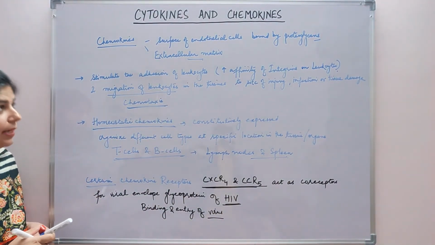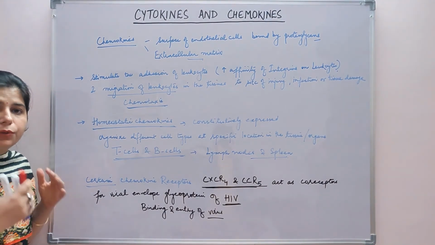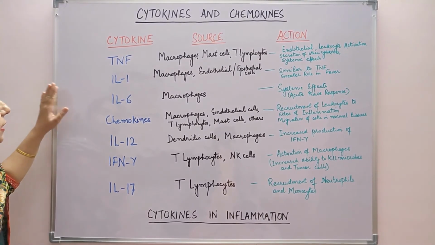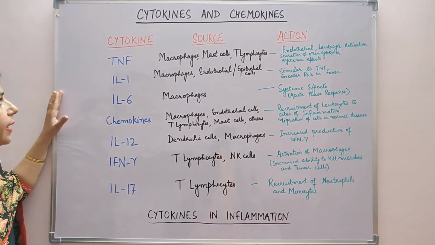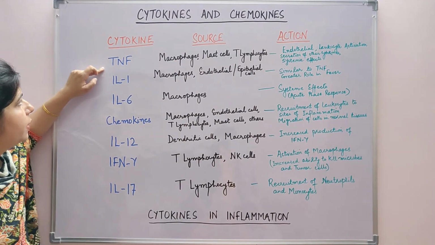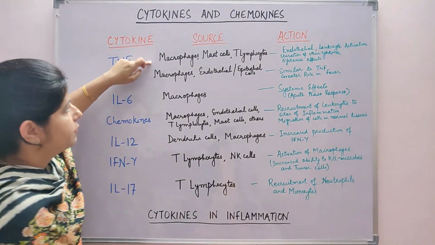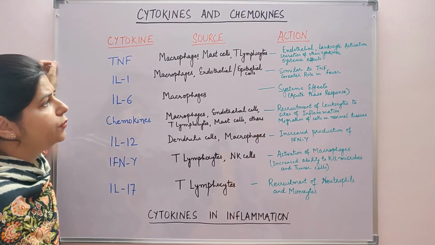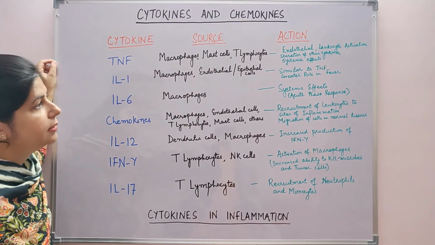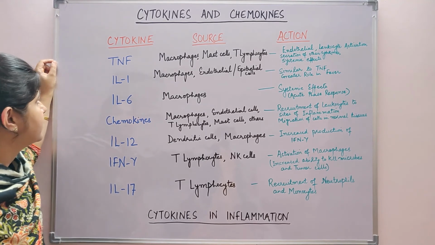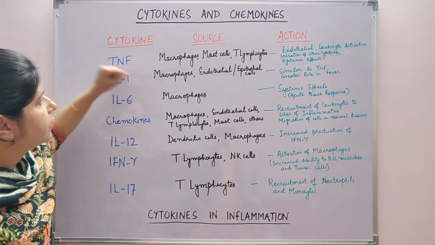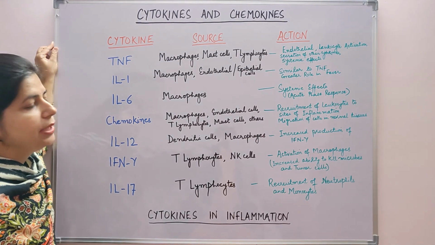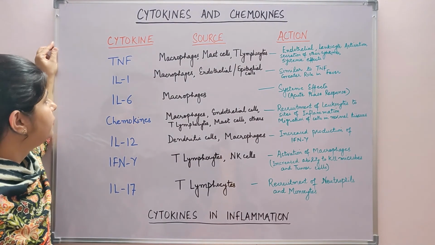So now with the help of a table, we are going to revise the important cytokines. This is a table showing major cytokines, their source and action. TNF or tumor necrosis factor, the source is macrophages, mast cells, T lymphocytes, and the action is endothelial and leukocyte activation, secretion of other cytokines, and systemic effects. Interleukin 1, the source is macrophages, endothelial and some epithelial cells. The action is similar to TNF, but it plays greater role in fever.